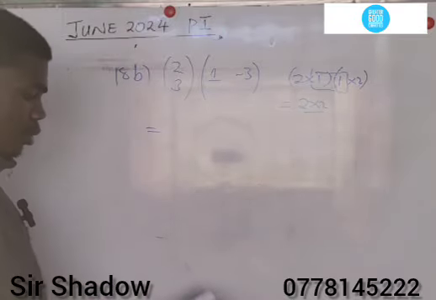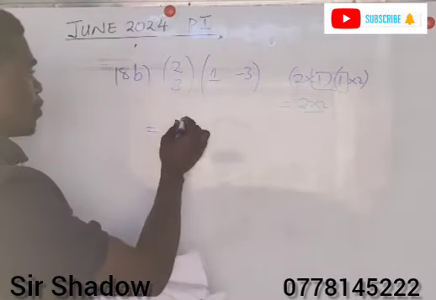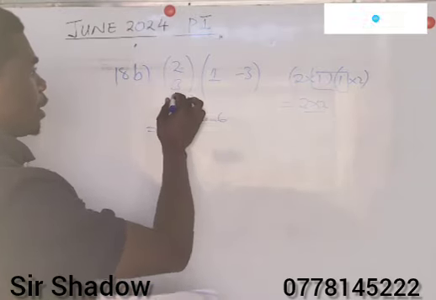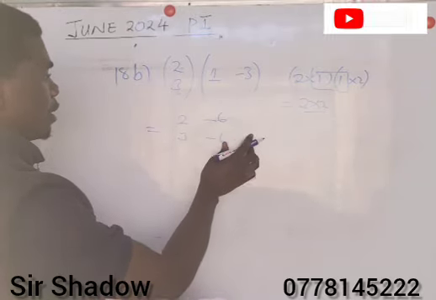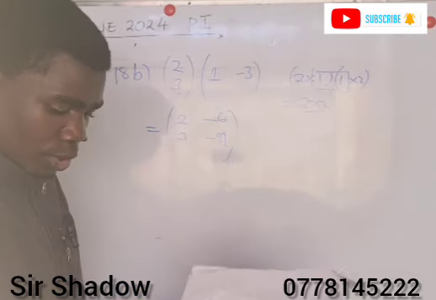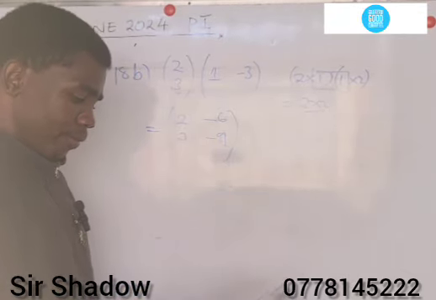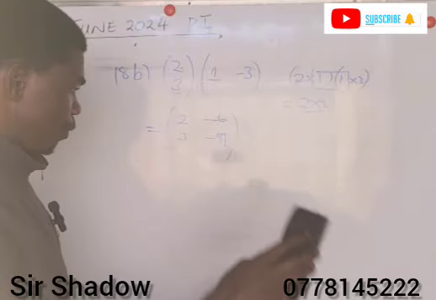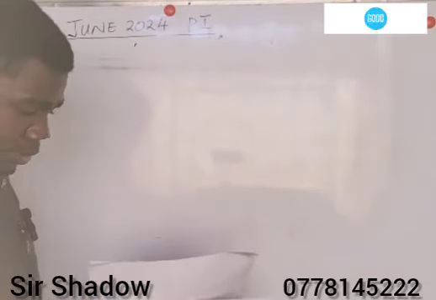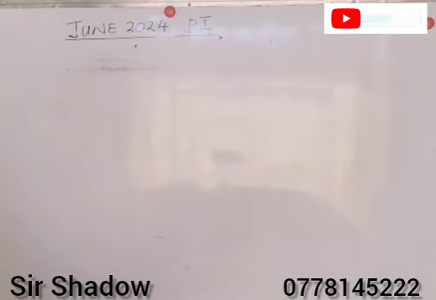So this is equal to, we are saying 1 times 2 is 2. 1 times minus 3 is minus 3. 3 times 1 is 3. 3 times this one is minus 9. So this is the matrix we are asked to find. Let's move on to question 18c.